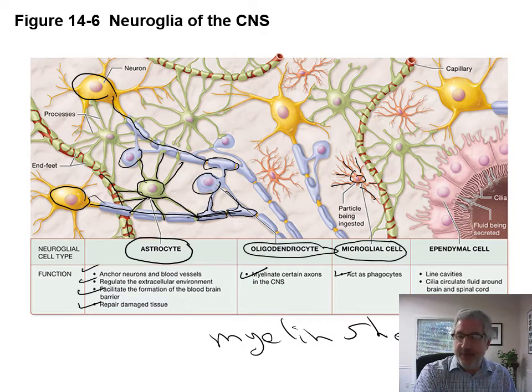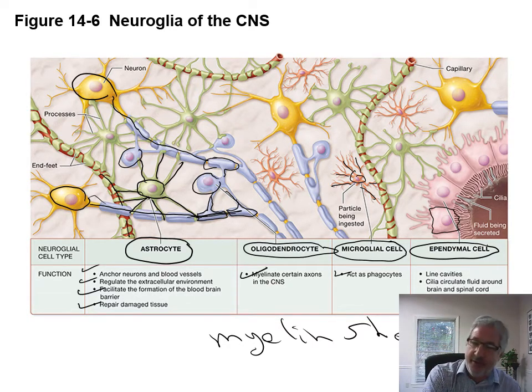Then you have ependymal cells, and ependymal cells are these kind of cuboidal cells. So what type of cells are cuboidal? That would be epithelial cells. So these are epithelial cells because there is space right here. Over here, there's fluid that's being secreted into the space. You have cilia all through here.